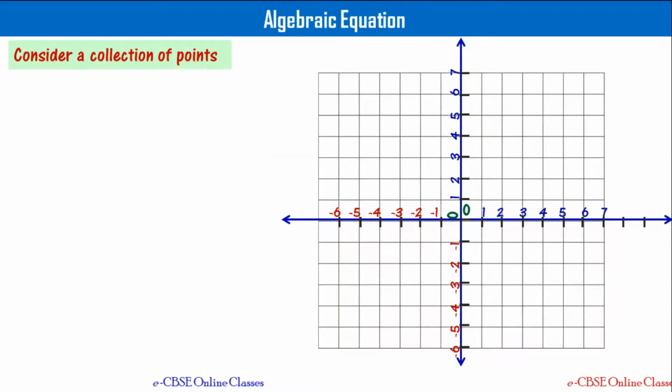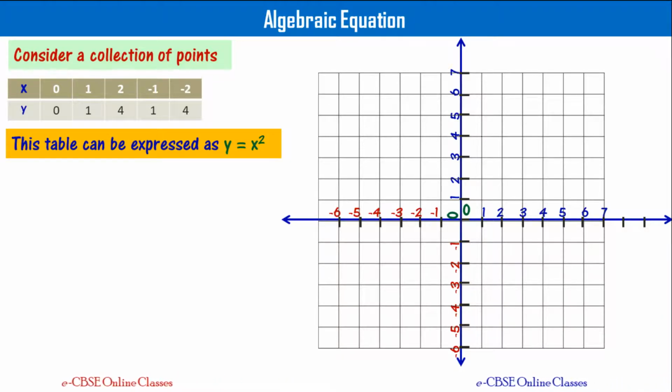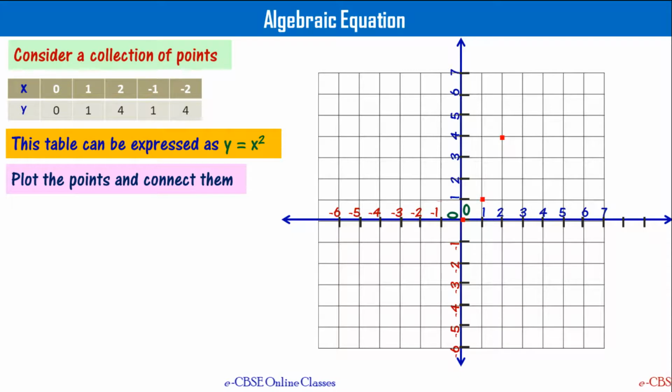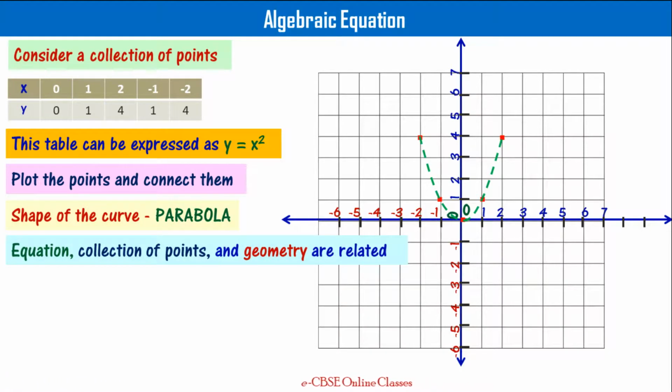Let's now consider a collection of points tabulated here. (x, y) are equal to (0, 0), (1, 1), (2, 4), (minus 1, 1), (minus 2, 4). The data in this table can be expressed as an equation y equal to x square, right? Let's mark the points and connect them. The shape you get is called a parabola, right? It means that an equation, a collection of points, and geometry are related.